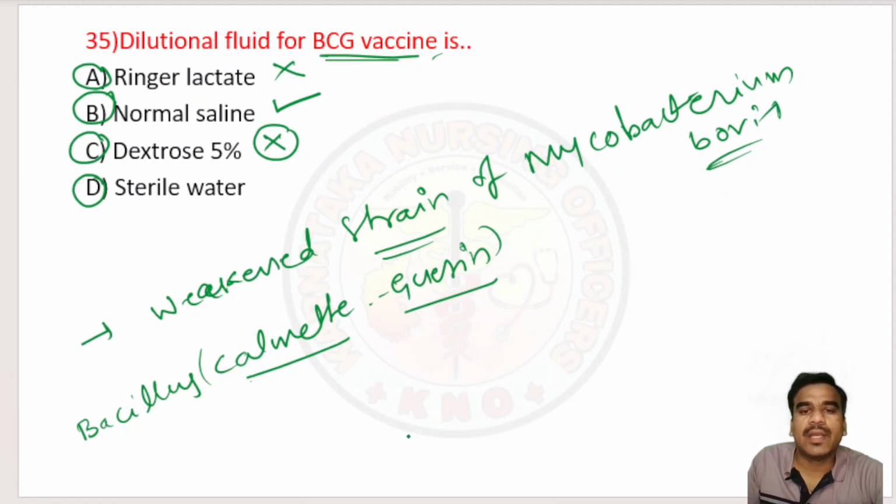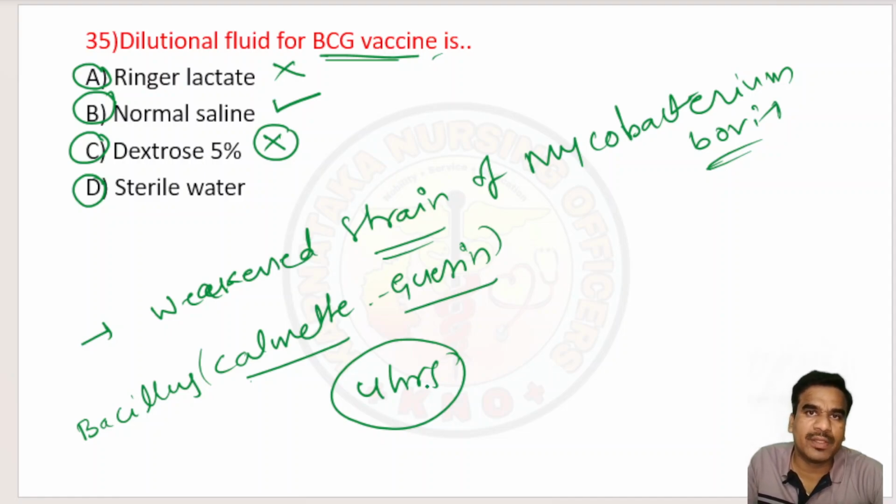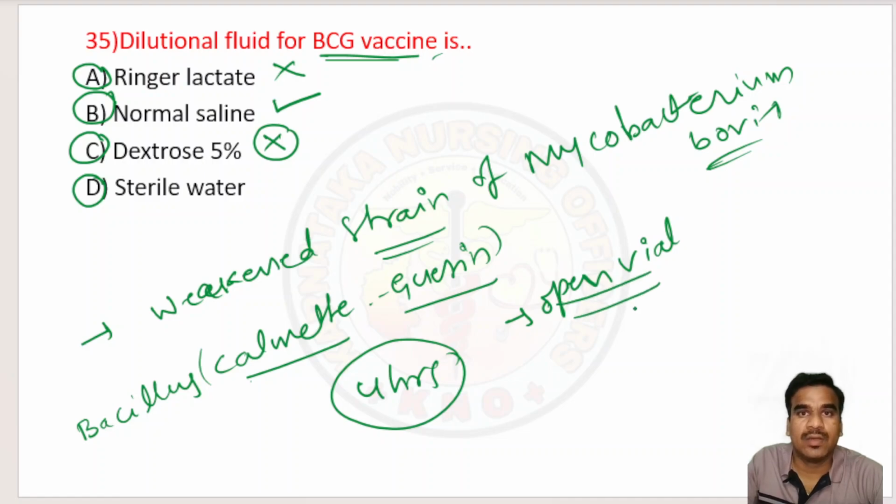Okay, so the time period, how long we can use the diluted BCG vaccine, is only up to 4 hours. Up to 4 hours we can use the diluted BCG vaccine. After that we cannot use it. And one more thing, the open vial policy. Open vial policy is not applicable in the BCG. Open vial policy means some vaccines, after opening, we can keep for some days. That is not applicable in BCG vaccination. Okay, so this is regarding the BCG vaccination, and the option is B.